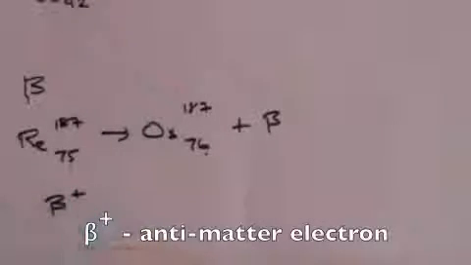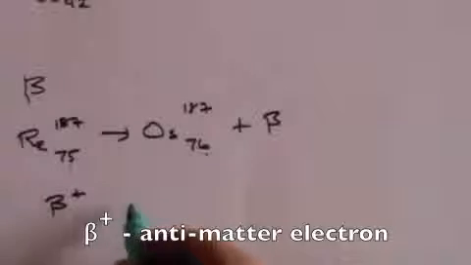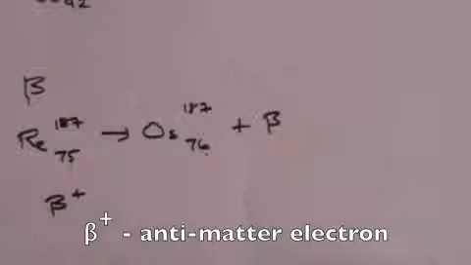You can also have the emission of what are called beta plus particles. These are simply anti-electrons or antimatter electrons. They are exactly the same as electrons, except they have a positive charge instead of a negative charge. And in those circumstances, instead of a neutron being converted to a proton, a proton is converted into a neutron. And beta plus emission takes place in nuclei with too few neutrons.